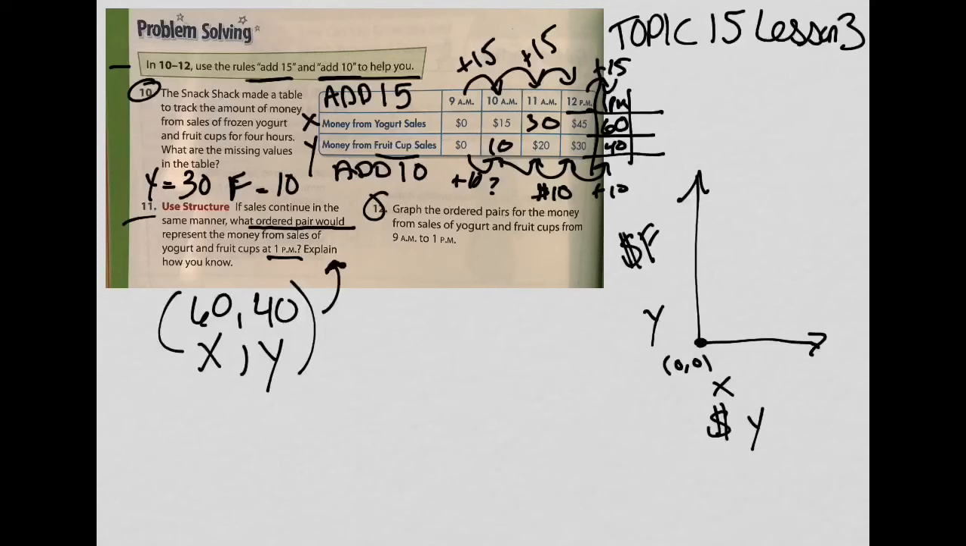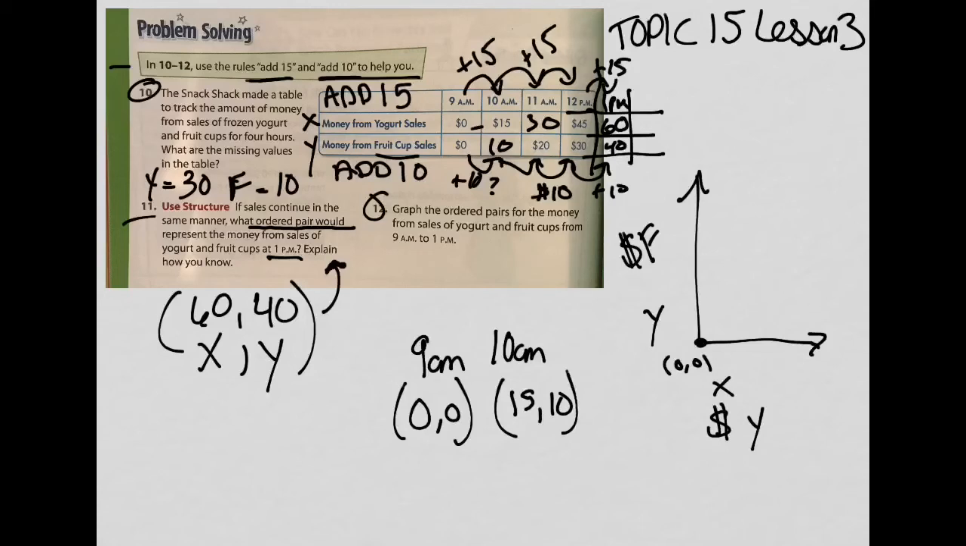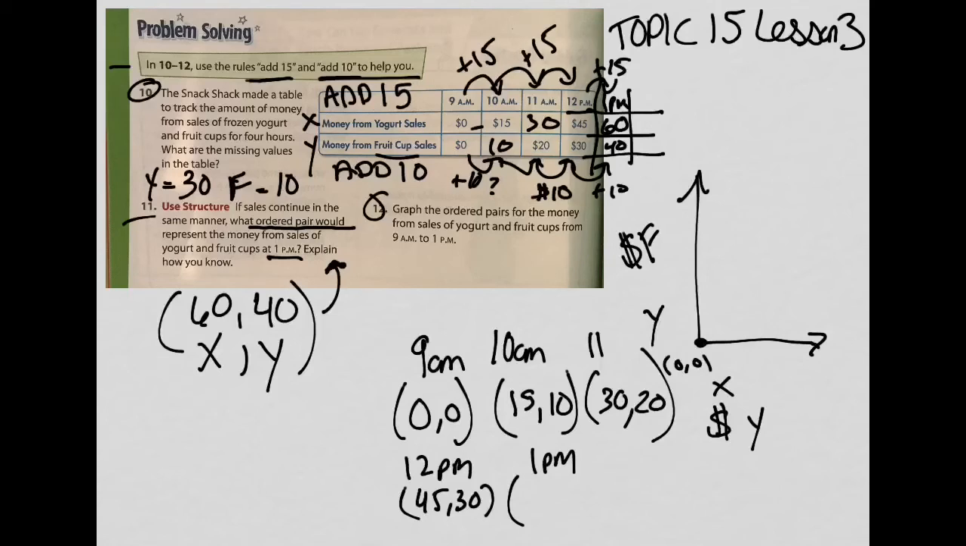Okay. So to read these, the money from the yogurt sales and the money from the fruit cup sales, so 9 a.m., I'm going to have the ordered pair of 0, 0. 10 a.m., I'm going to have the ordered pair of 15, 10. 11 a.m., I'm going to have the ordered pair of 30, 20. 12 p.m., I'm going to have the ordered pair of 45, 30, and 1 p.m., I will have the ordered pair of 60, 40.